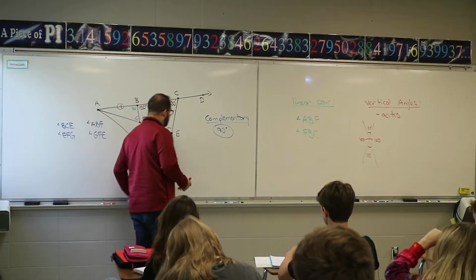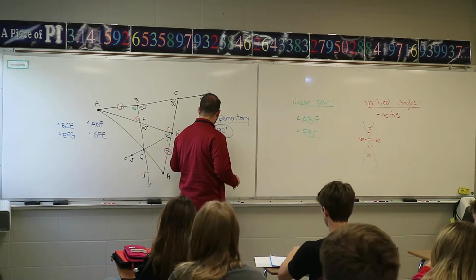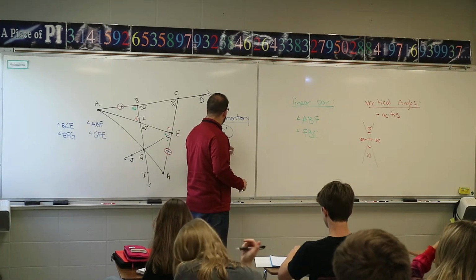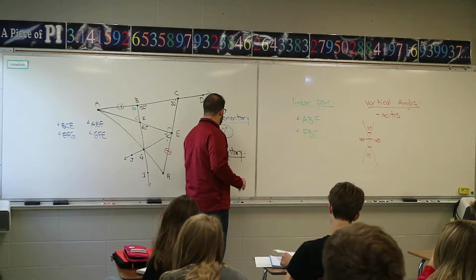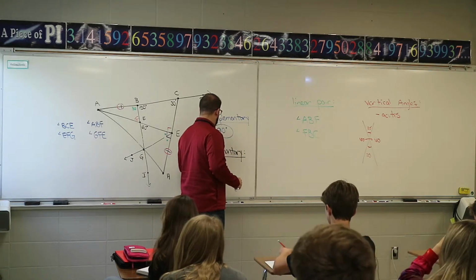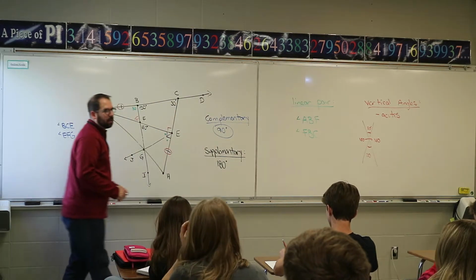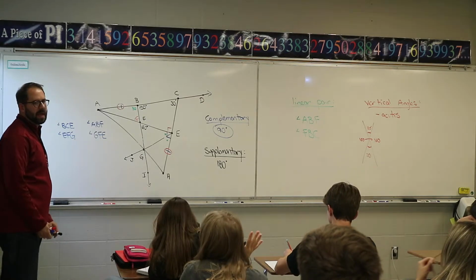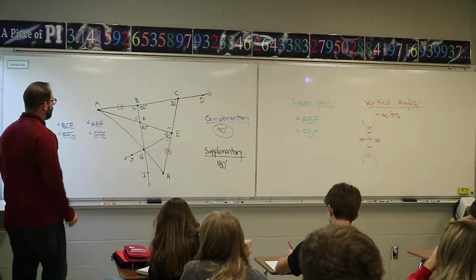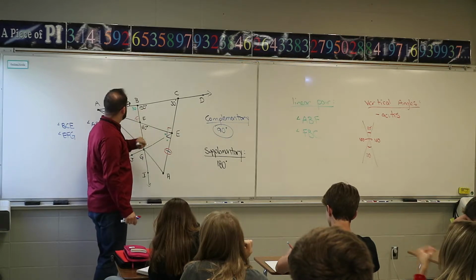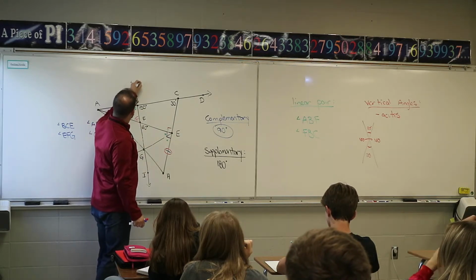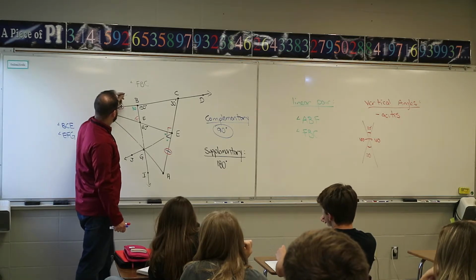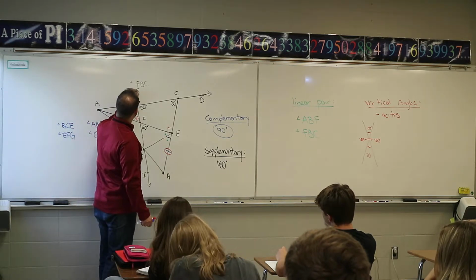Okay, the last word, supplementary. 180. They have to add to make 180. Two angles, adding to make 180. Give me one pair. FBC. Okay, FBC, that's this one. No, ECB. Say again? ECB. Yeah, that one. Angle ECB.